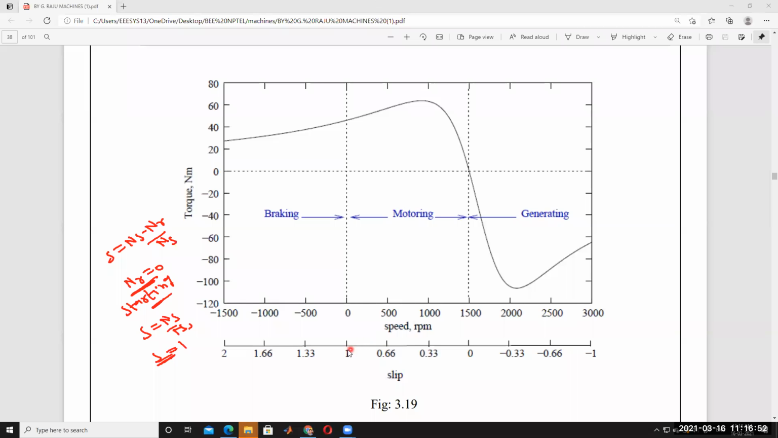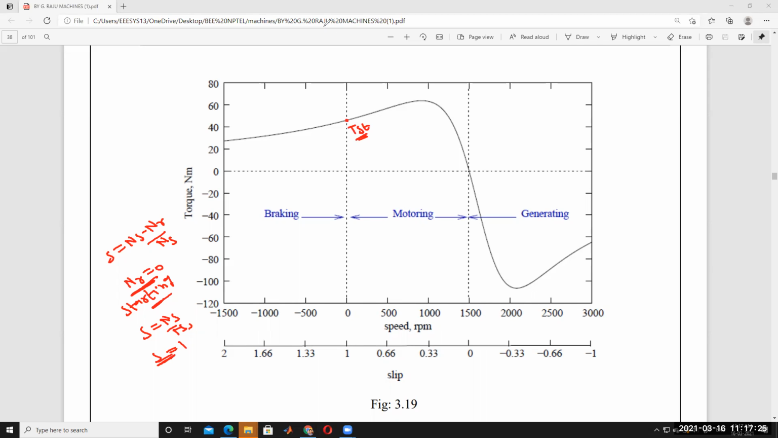Here slip is equal to 1. At slip equal to 1, what is the rotor speed? Rotor speed is 0. But this is the starting torque. This is called starting torque, TST.